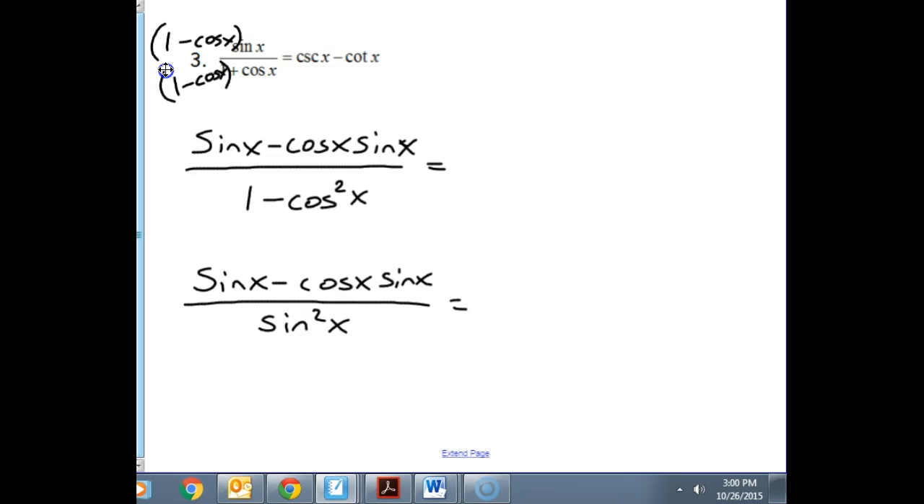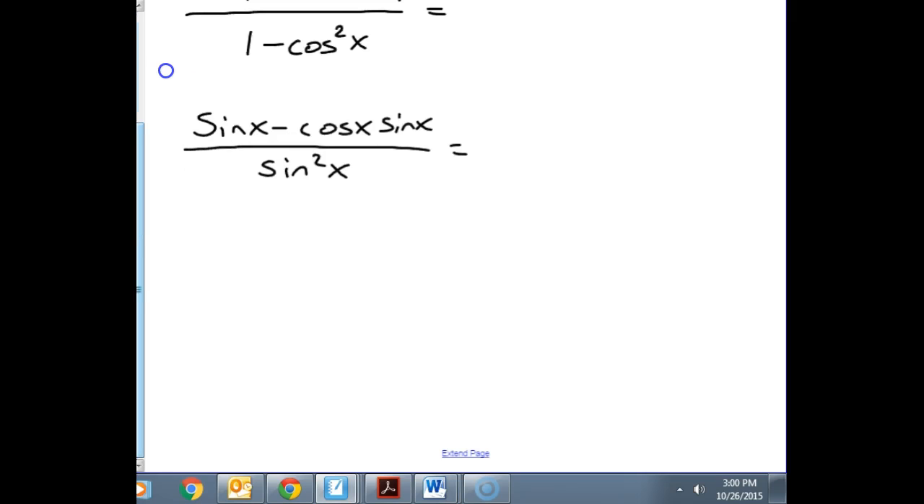Okay, what else could we do? Well, let's see. We can actually factor out sine x on top, right? So we can factor that out if we want to. Okay, so that's an option. I also have 2 things in the numerator and 1 denominator. So I could technically split my fractions if I want to. So we have options, right? Okay. So let's see. Let's try splitting our fraction. Let's see what that takes us. So sine x over sine squared x minus cosine x sine x over sine squared x.